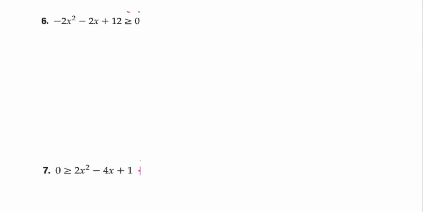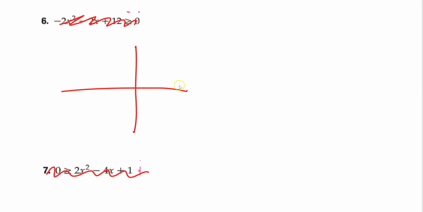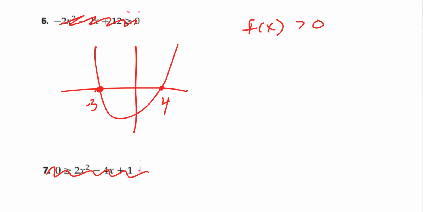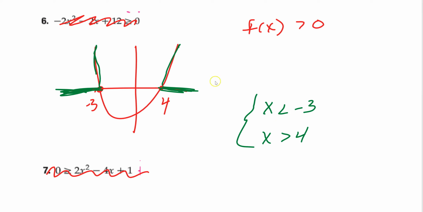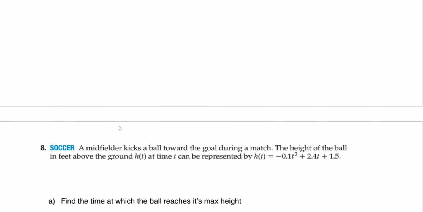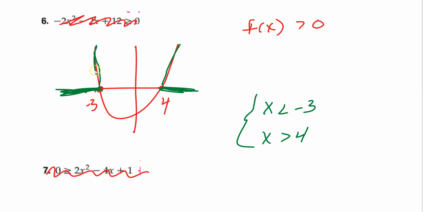Alright, let's do a couple more. If I was looking to do this one, I'll just do a picture to get the idea across. Let's say this is negative 3, this is 4. I want to know where this thing is greater than 0. If you look at your graph, right here it's bigger than 0, so it's this part. And right here it's greater than 0, so it's this part. So you would say x is less than negative 3, and x is greater than 4. Both those parts. And that's kind of the idea of this one. You just want to graph it. If you have a graph, where is it greater than 0, where is it less than 0?